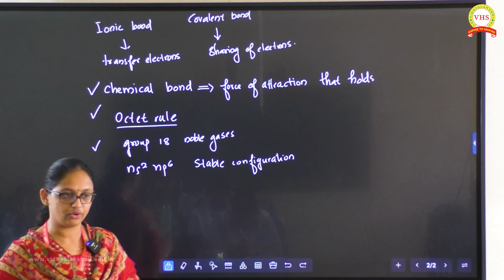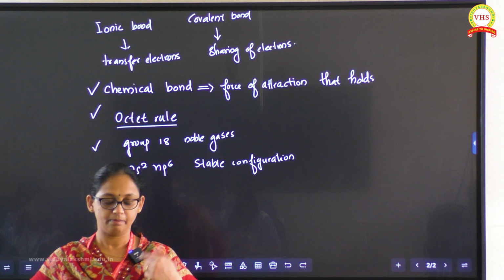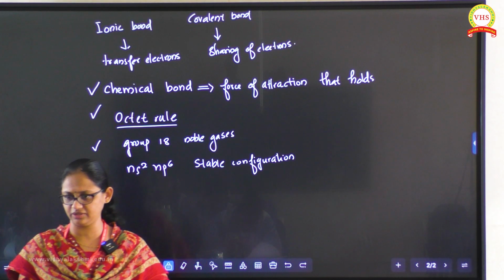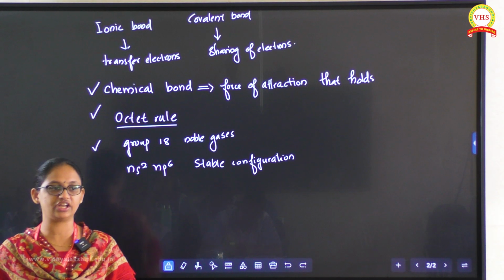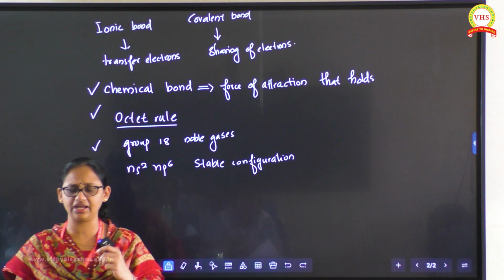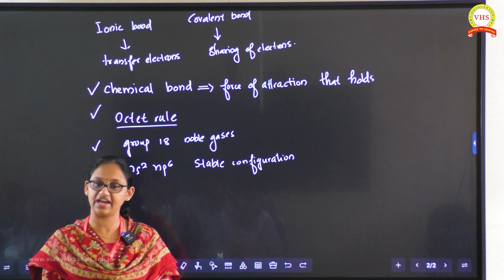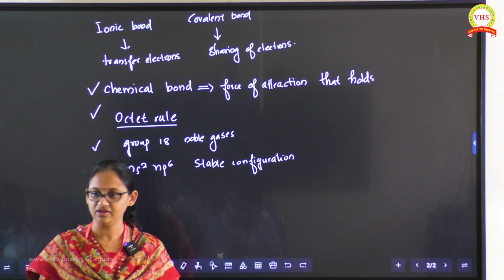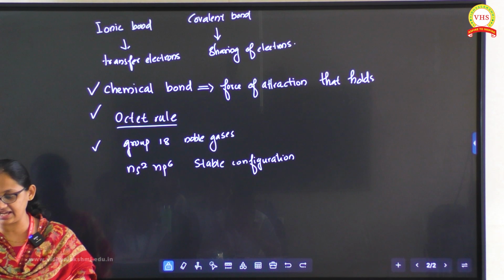Clear? Okay. So, ionic bond is formed by the transfer of electrons between the atoms. By transferring the electrons, they will get a stable electronic configuration, and the covalent bond is formed by the sharing of electrons. By sharing of electrons, they will get a stable electronic configuration. Stable electronic configuration means which atom's electronic configuration? Noble gas electronic configuration. Okay, why they took a noble gas as a standard? Because noble gas, the outermost shell, it is completely filled.